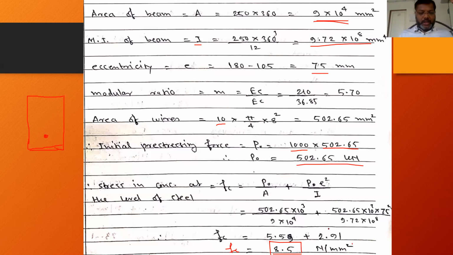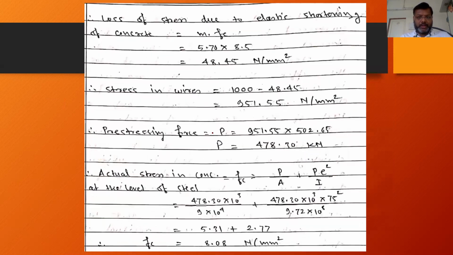Okay, now we have to find out the losses. The different types of losses we have to calculate. So first, initially we'll go to the loss due to elastic shortening of concrete. That loss can be calculated by using the relation m into Fc. The value of Fc already we have calculated here, 8.5, and the value of m is already calculated here. So just simply by multiplying these two values, we'll get the loss due to elastic shortening of concrete.